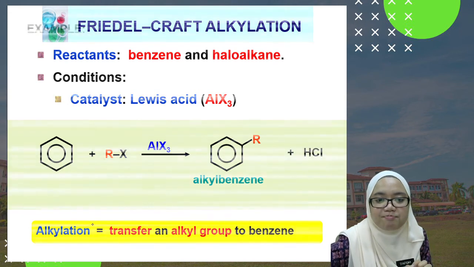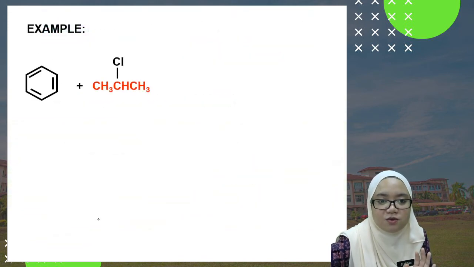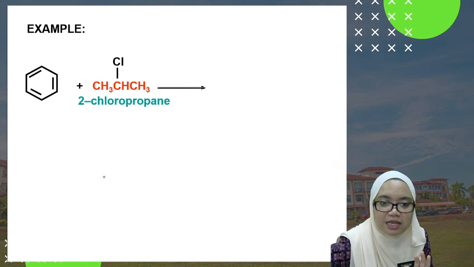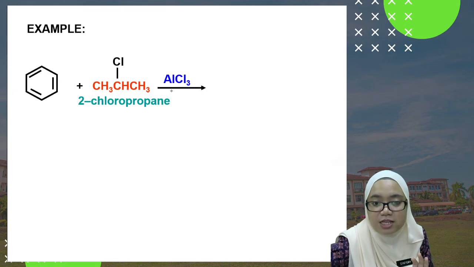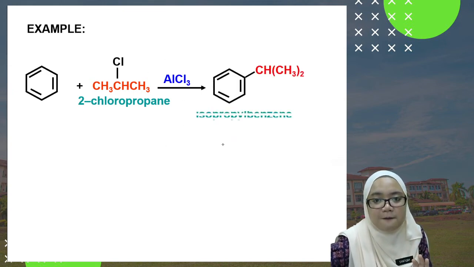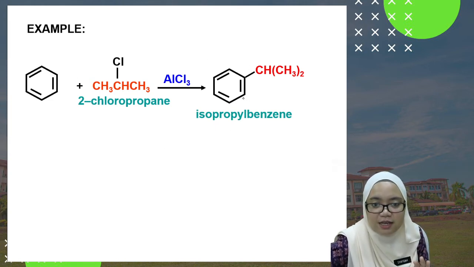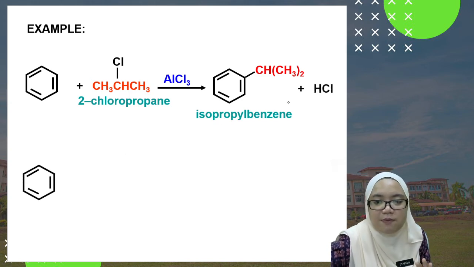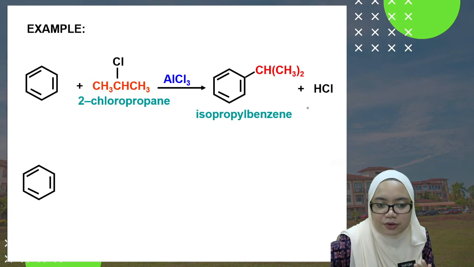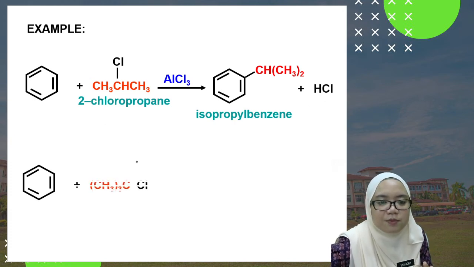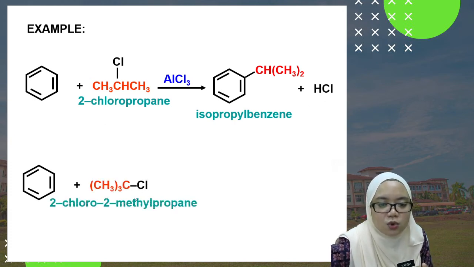Okay. So for example, we have this reaction. We have this haloalkane, 2-chloropropane, and benzene. With the presence of AlCl3 catalyst, we will produce this isopropyl benzene. So this reaction is the Friedel-Crafts alkylation. Okay, HCl is the byproduct, okay? And then next we have benzene with this 2-chloro-2-methyl propane.